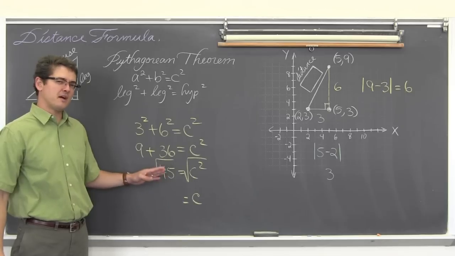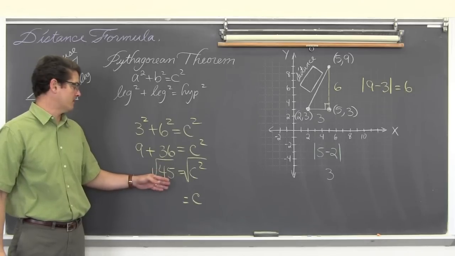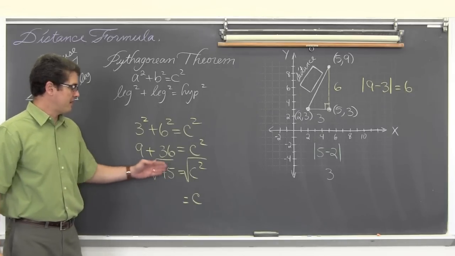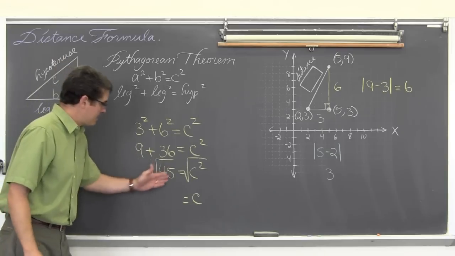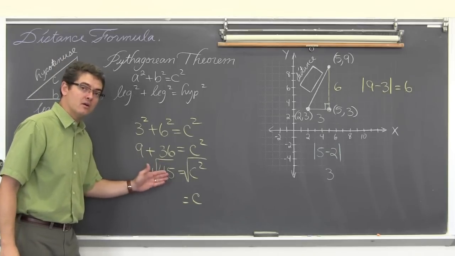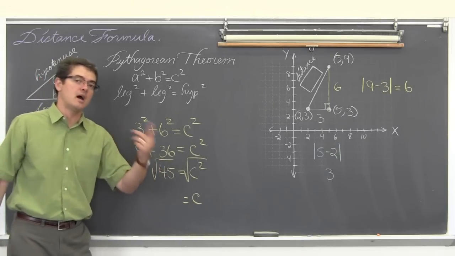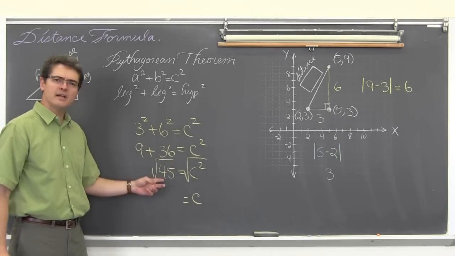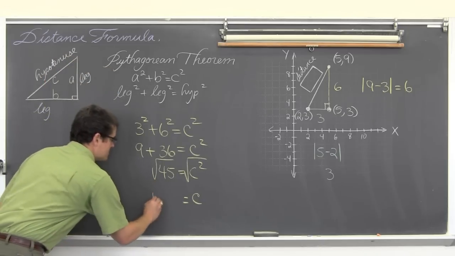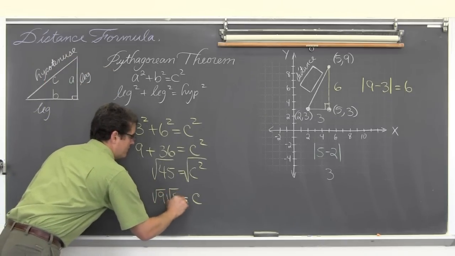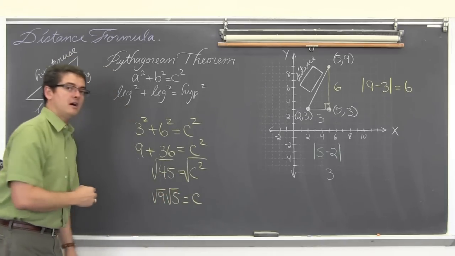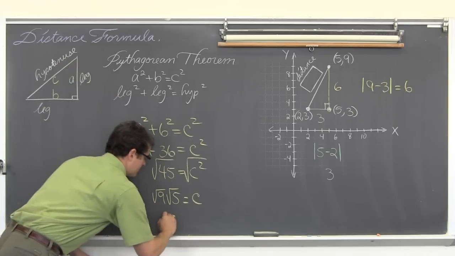But I want to simplify this and not just get a decimal out of a calculator. So can I simplify the square root of 45? I can if there's a perfect square in here, like 4, which is 2 times 2, 9, which is 3 times 3. Oh, 9 goes into 45. So that's the square root of 9 times the square root of 5. 9 times 5 is 45. And the square root of 9 is 3.